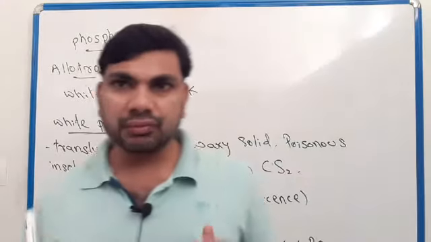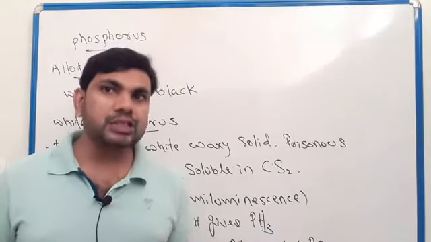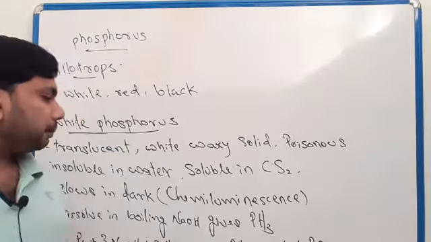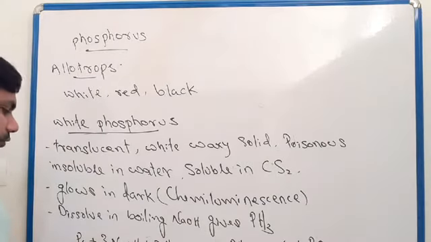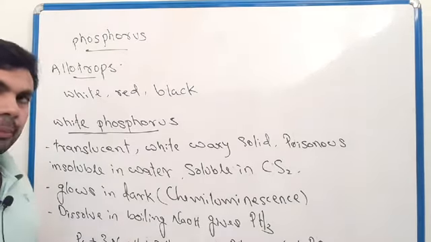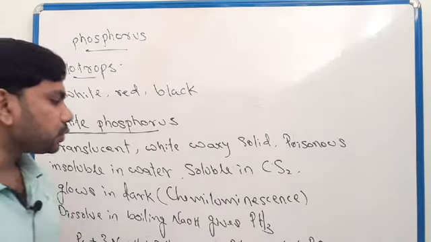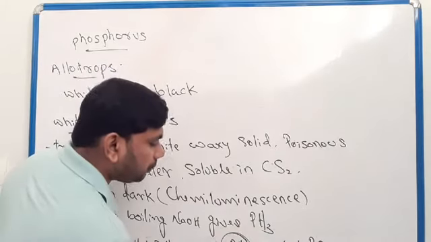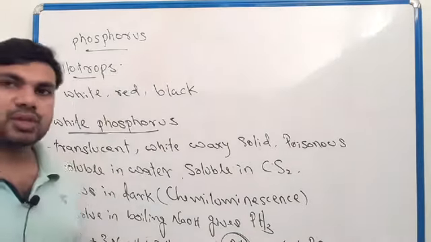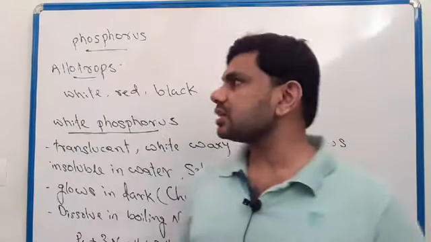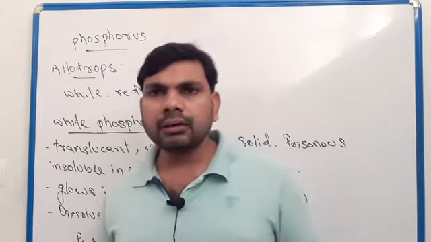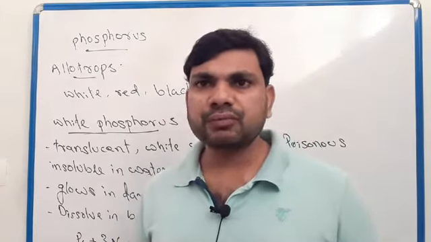Another one, white phosphorus will dissolve in boiling sodium hydroxide and it will produce phosphine. Look here, white phosphorus dissolved in boiling sodium hydroxide produced phosphine. Phosphine means PH3, that is phosphine.